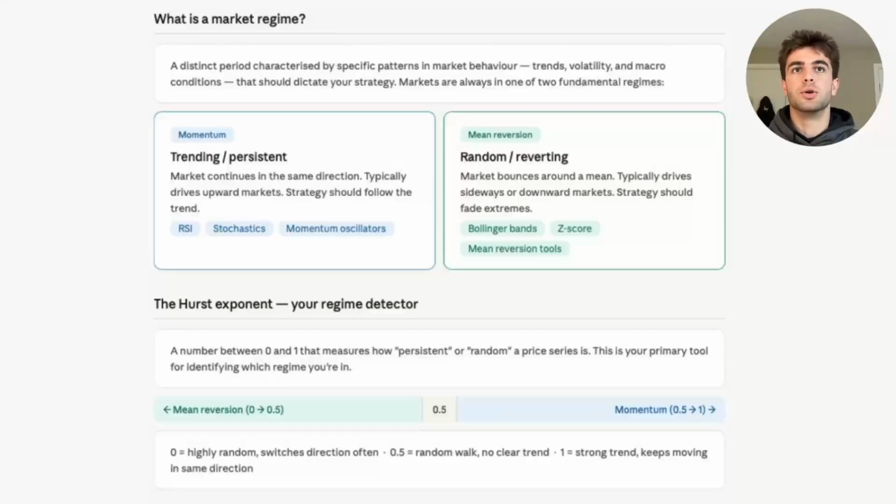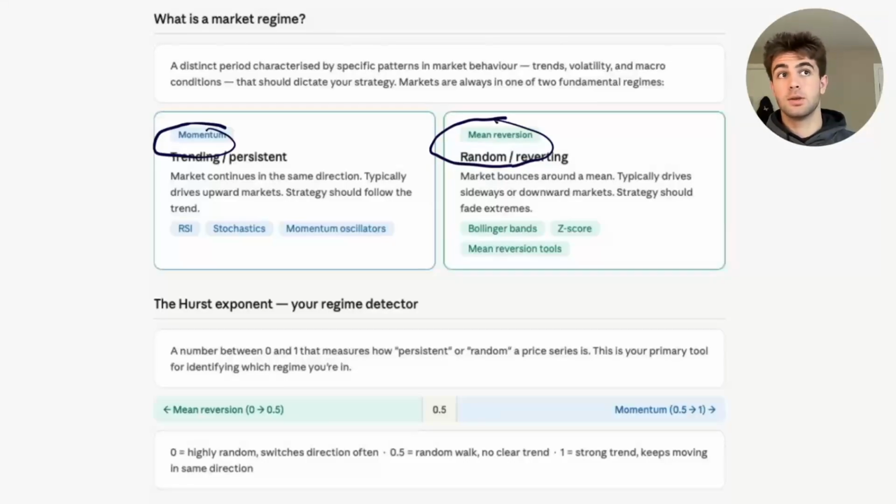All right, market regimes. What is the mood of the market at a given point? Typically, it's between two. It's either a momentum trend following market or a mean reversion market. And so momentum trend following markets tend to be more bullish, and it means the market is going in a direction. And so your trades are going to want to follow that direction.